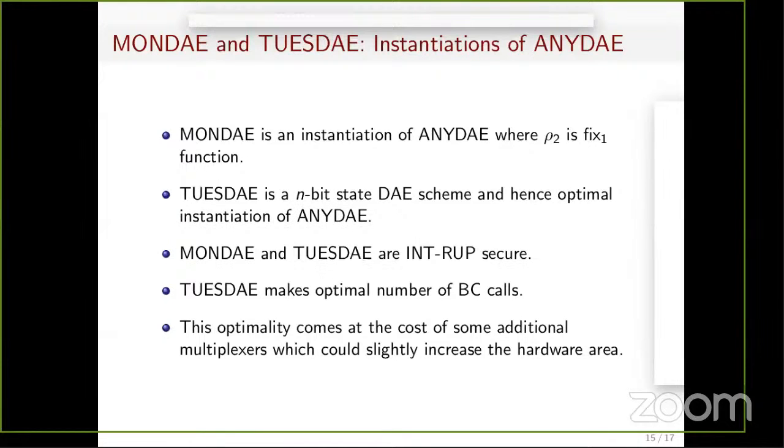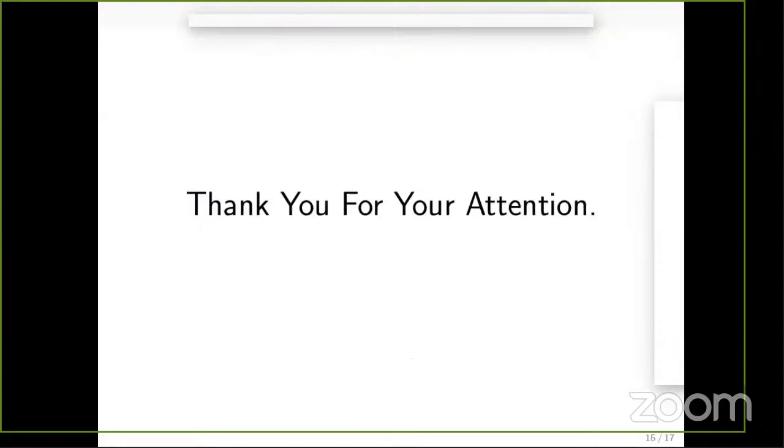And these two constructions are inter-UP secure. And Tuesday makes an optimal number of block cipher calls. But that optimality comes at the cost of some additional multiplexers, which may slightly increase the hardware area. And that concludes my talk.